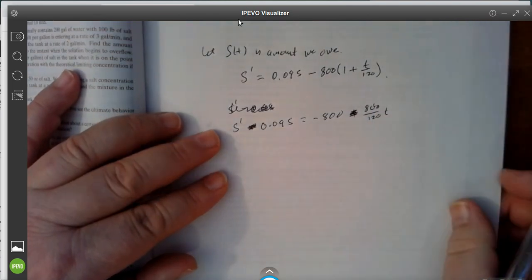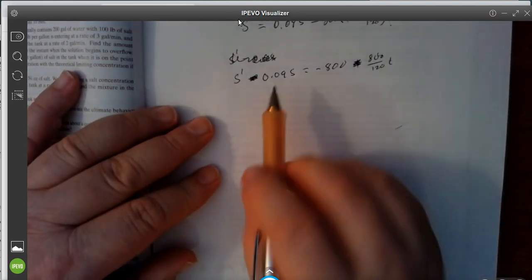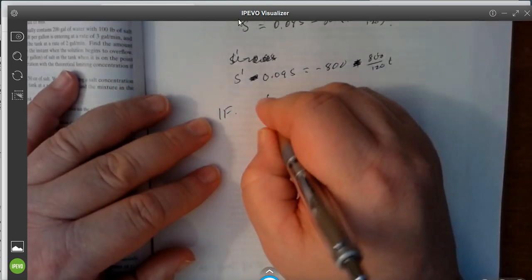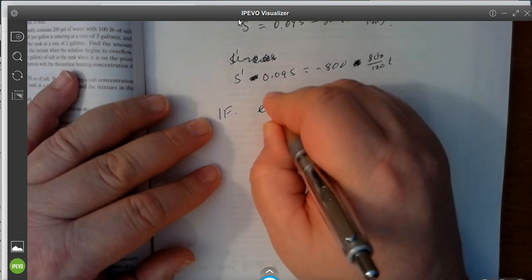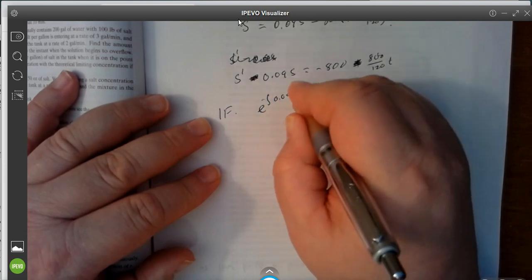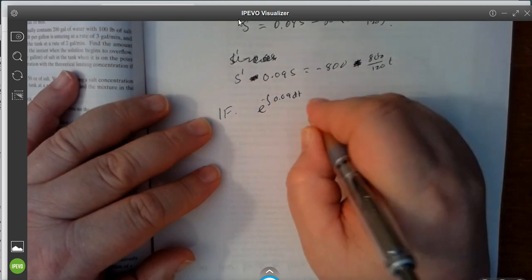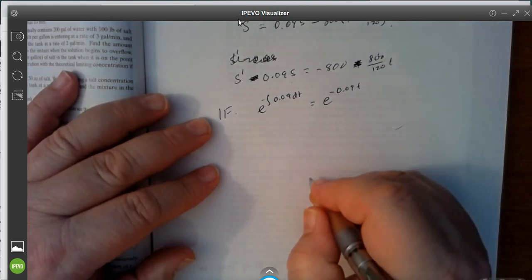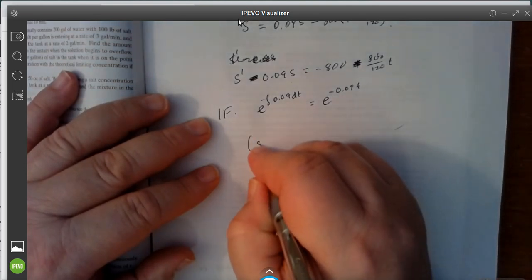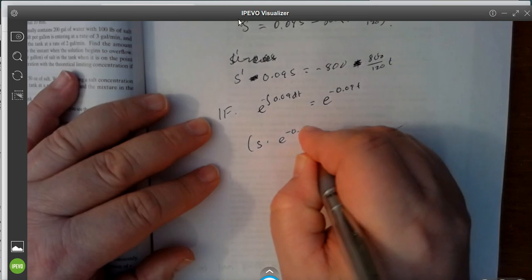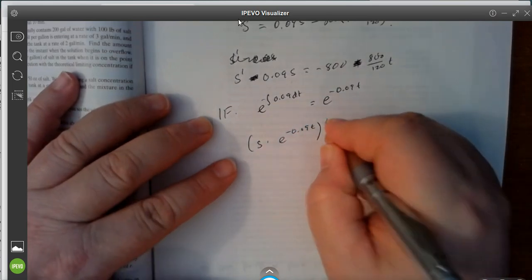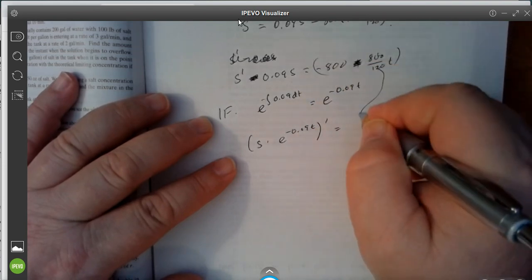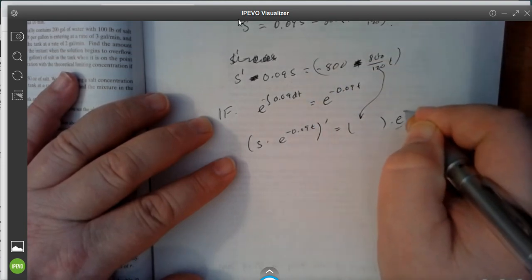Okay, and then just as a reminder, we get our integrating factor. The integrating factor is straightforward. That's going to be e to the integral p of t dt, which is just going to be minus 0.09 dt. So we just have e to the minus 0.09 t. Okay, and then we multiply both sides by that. That's prime, and then on this side we get this whole thing times that exponential function.